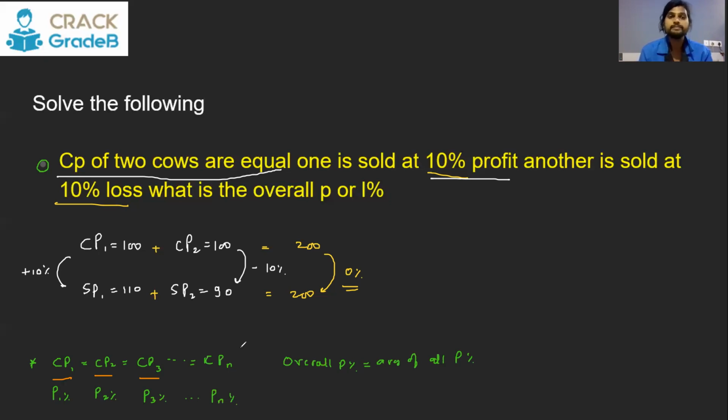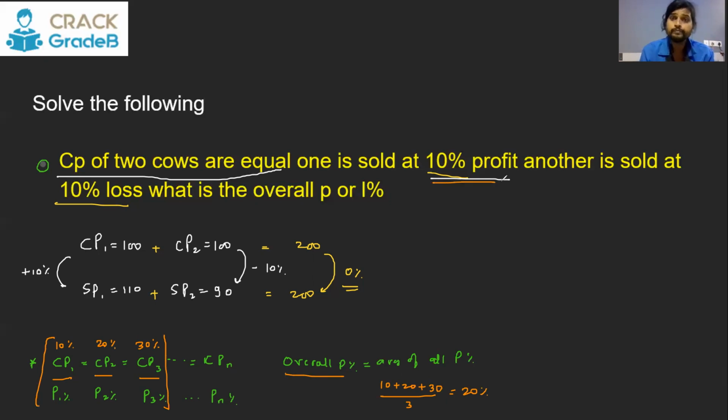So how to take the average? Average is the sum of the observations divided by the number of observations. So if first is sold for say 10% profit, second is sold for 20% profit, third is sold for 30% profit, then overall profit percent will be 10 plus 20 plus 30 upon 3, because there are 3 cows. So divided by 3, if I just take 3 for the example, that will come out to be 20. So overall there will be 20% profit.